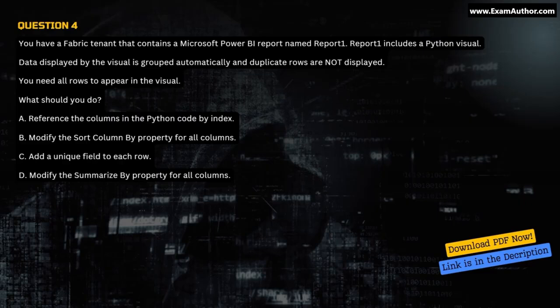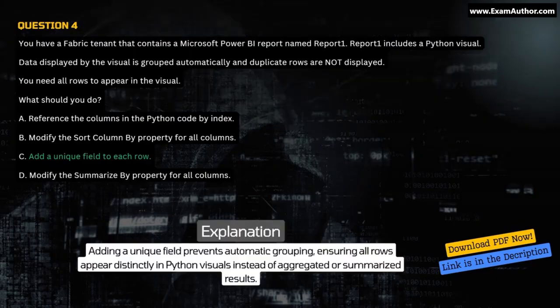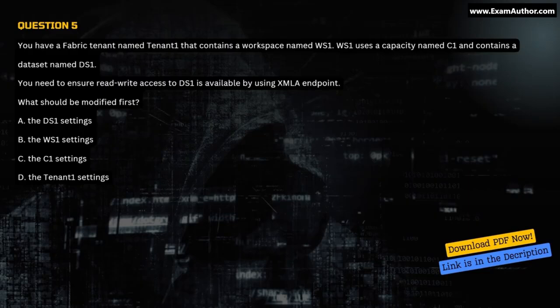A. Reference the columns in the Python code by index. B. Modify the sort by column property for all columns. C. Add a unique field to each row. D. Modify the summarize by property for all columns. Correct answer: C. Add a unique field to each row. Explanation: Adding a unique field prevents automatic grouping, ensuring all rows appear distinctly in Python visuals instead of aggregated or summarized results.